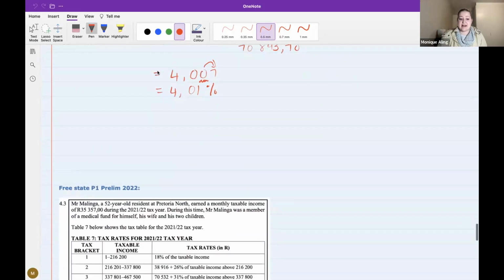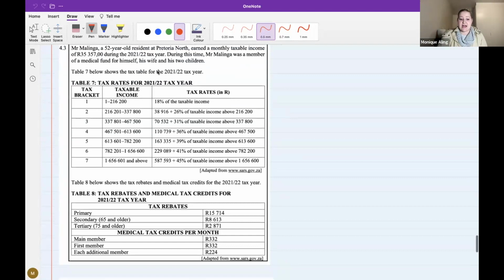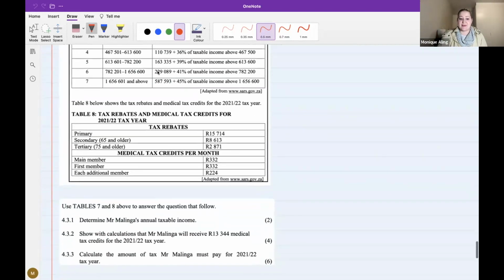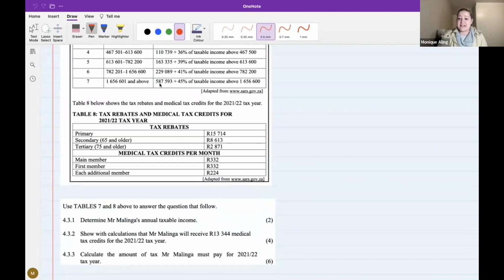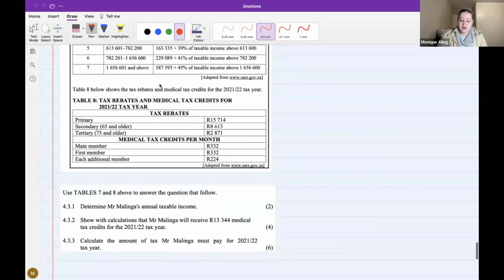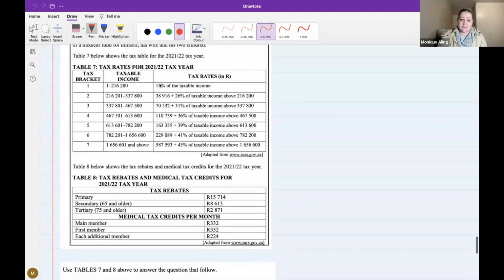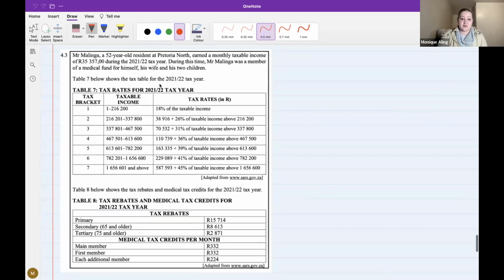Let's have a look at the next one. And I specifically want to look at the medical tax credits. So as you can see, it's not very common that they include medical tax credits, but sometimes they do, and we need to know how to use them. Okay, so this is the last question.